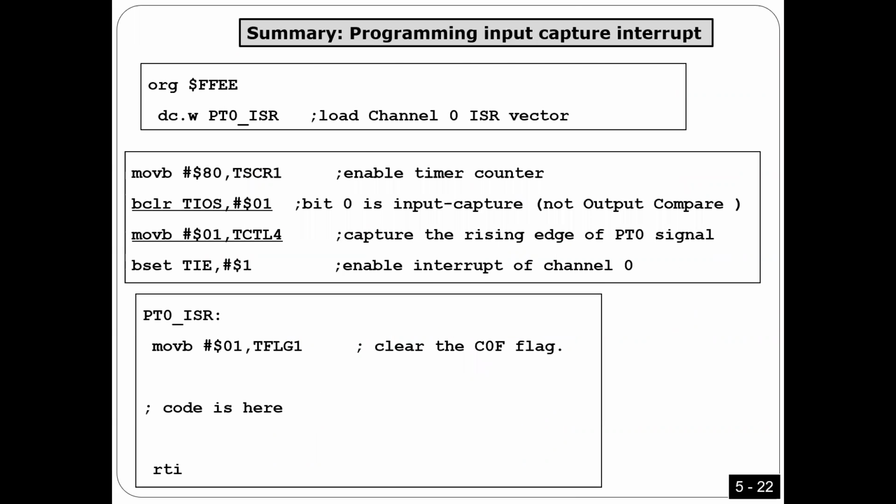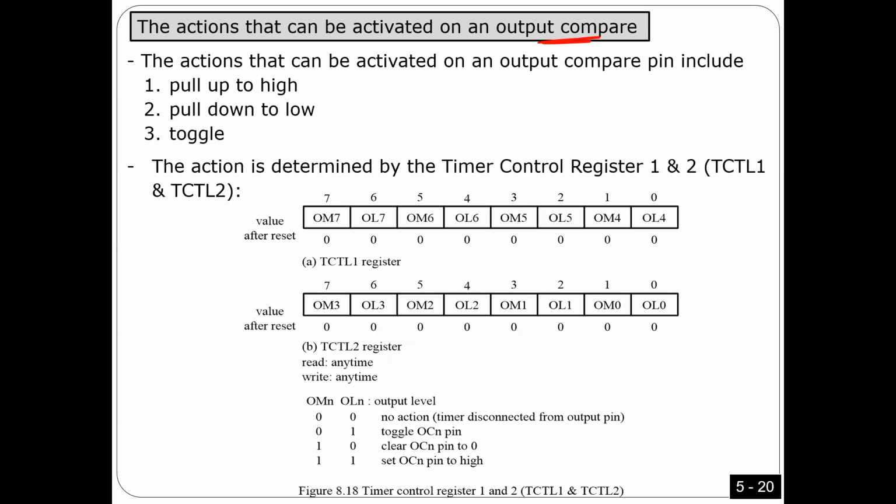The last thing, the last configuration you have to do, this should be for output compare. I told you in output compare, if this is TCNT, then I'm gonna put a value in the future in TC, right? So this one is gonna count. Once they are equal, action has to be taken on the pin.